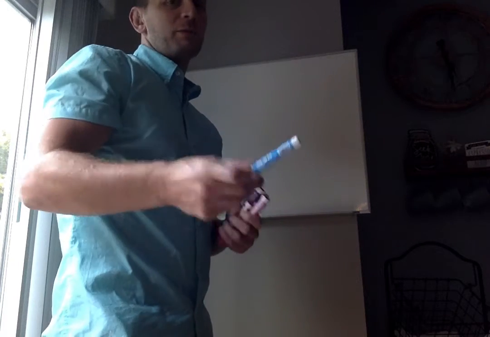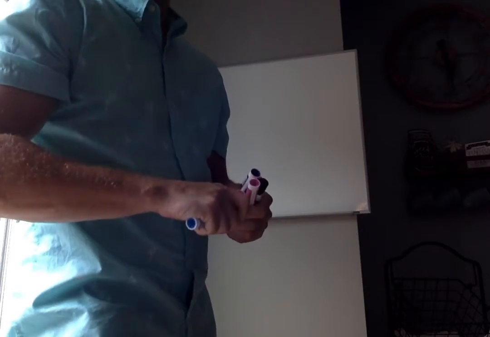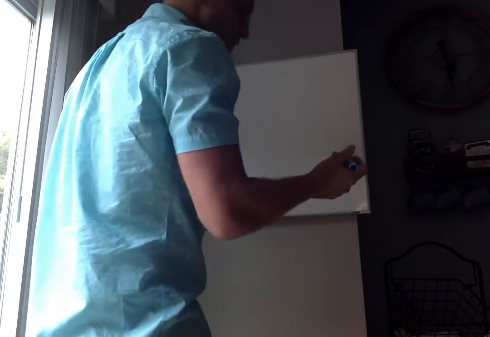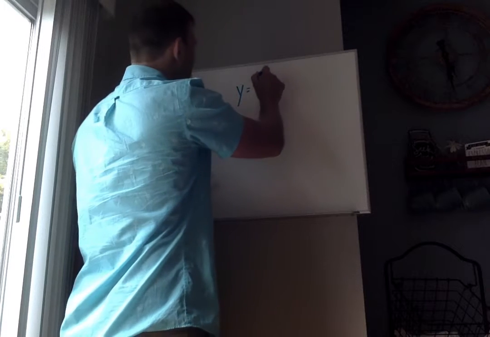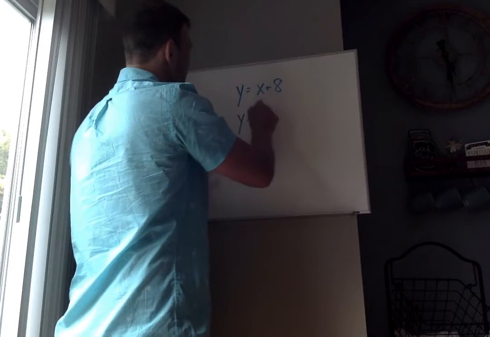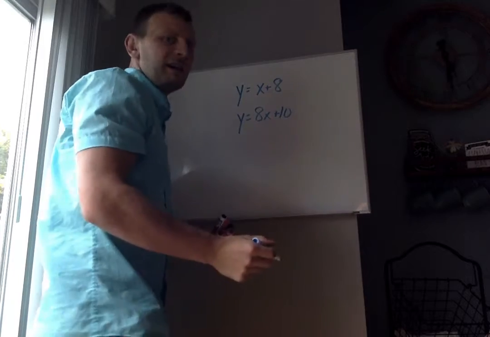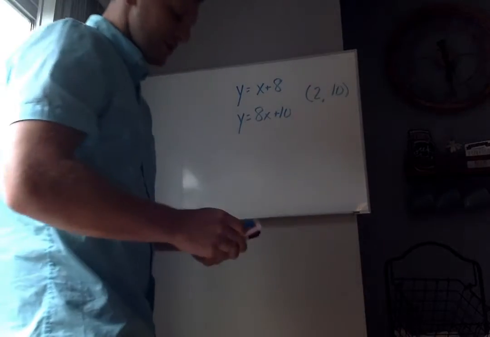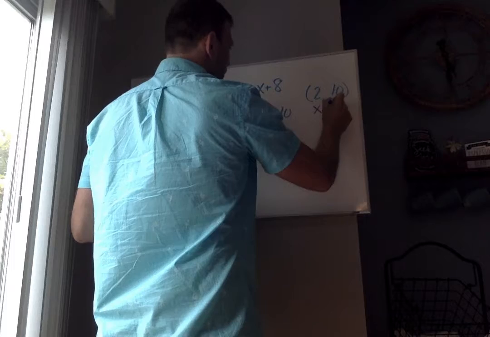All right, for Algebra 1, U1, to determine if a solution is part of a system of equations, it's going to give you two equations. In my case, it gives me y equals x plus 8, and y equals 8x plus 10. And then it says, is (2, 10) a solution? So the first thing you want to do is, anytime you see a point, you want to label it. So I'm going to label it x, y.